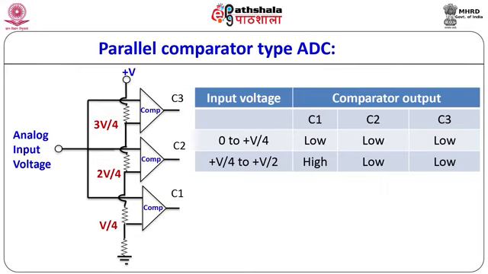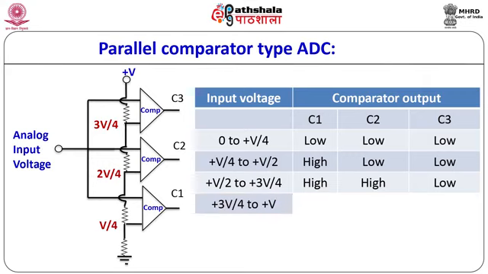When the input analog voltage is further increased and is in the range of plus V by 2 to plus 3V by 4, the outputs of C1 and C2 will be high, whereas the output of C3 will be low. When the analog input voltage is further increased and is in the range of plus 3V by 4 to plus V, for all 3 comparators the analog input voltage will be more than the reference voltage, and that is why the outputs of comparators C1, C2 and C3 will be high.